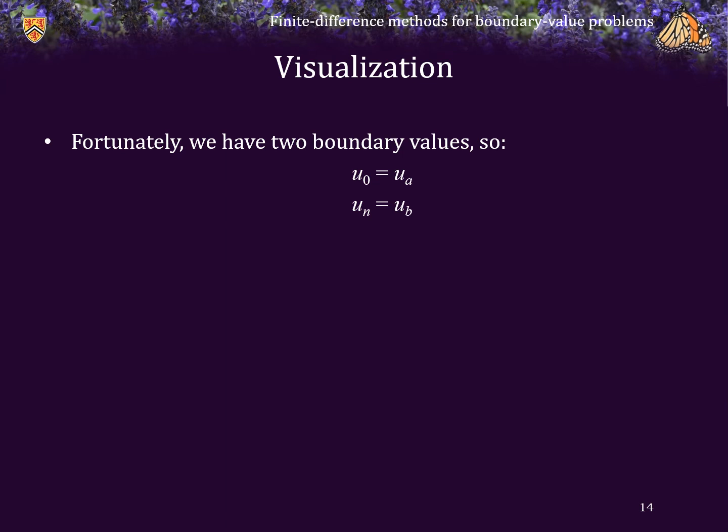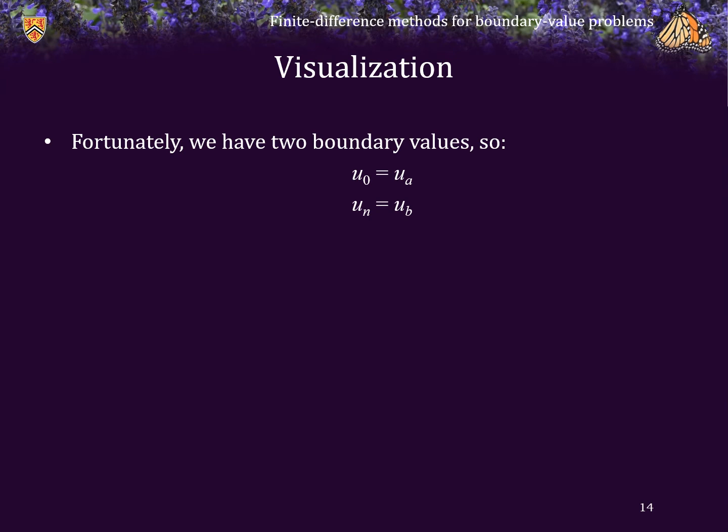Now normally, having fewer equations than unknowns would be the end of the story, because if there is one solution to such an underdetermined system of linear equations, there must be infinitely many solutions. However, we're lucky here, because u sub naught is the unknown function u evaluated at x naught. But x naught is equal to a, and u at a is given in the boundary condition as being equal to u sub a. Thus, u sub naught is not an unknown. It is the value in the boundary condition u sub a.